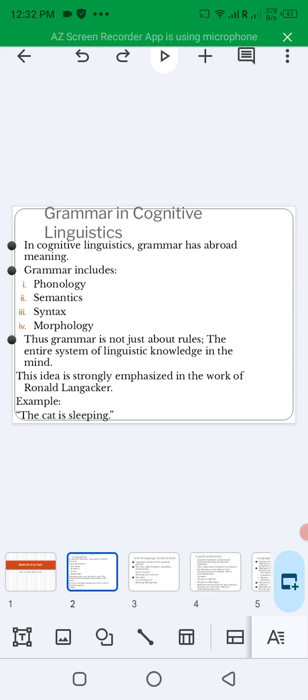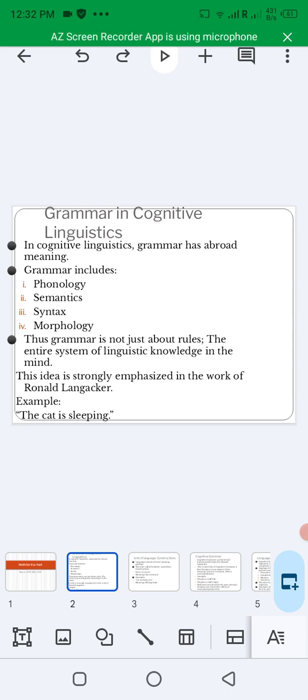For example, the cat is sleeping. To understand this sentence involves multiple aspects of grammar, such as phonology, the pronunciation of sounds like cat and sleeping, and morphology. The word sleeping contains the root word sleep and the suffix ing. And the syntax: the sentence follows a subject-verb structure.